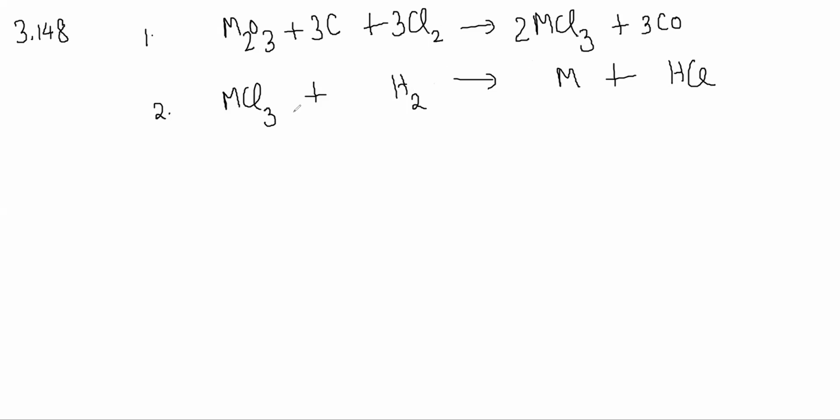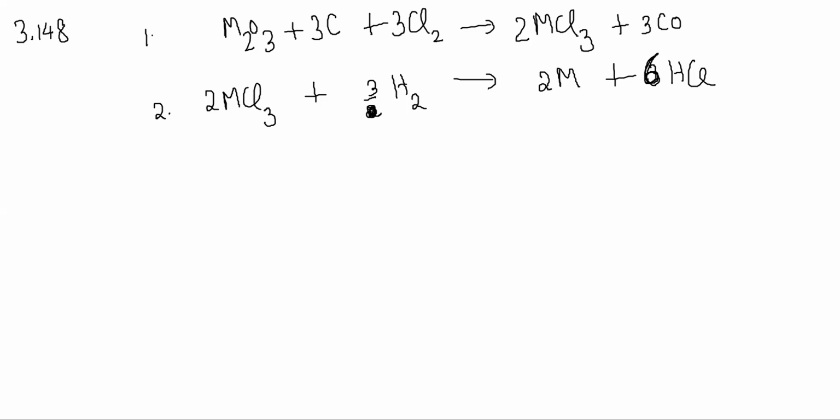Now here make it 3H2 and 3HCl, I think. M is balanced, chlorine is 3, so you need 3HCl. Then for 3H2 you need 3 by 2, so multiply by 2. So 2MCl3 plus 3H2 gives 2M plus 6HCl, right? This is balanced, I think. Correct? Okay. We have balanced our equations.